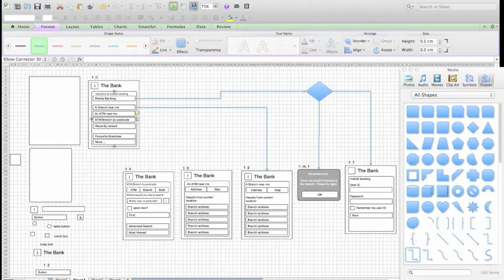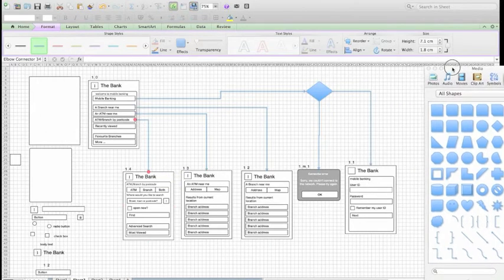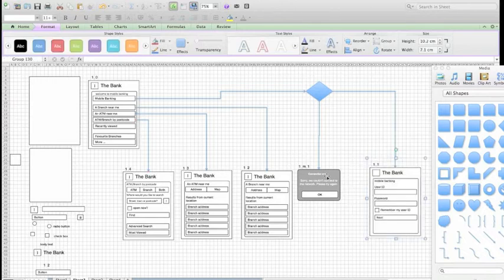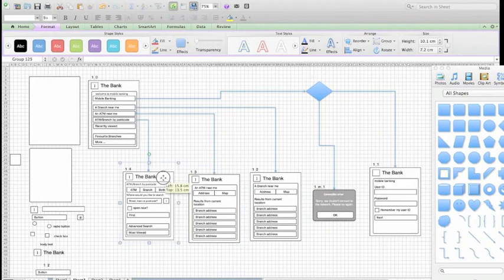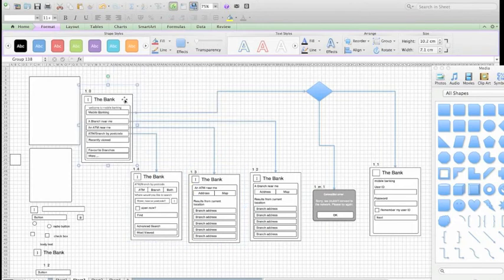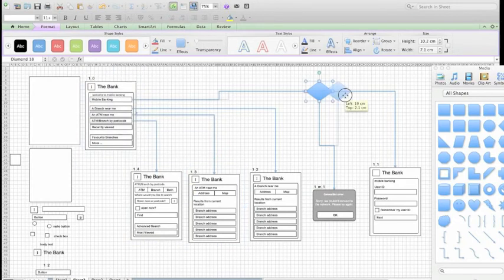I shall continue to wire up the other screens in this flow diagram. You can see that having wired up the screens, when I come to move them around the sheet, they stay joined up, no matter how much I move them.